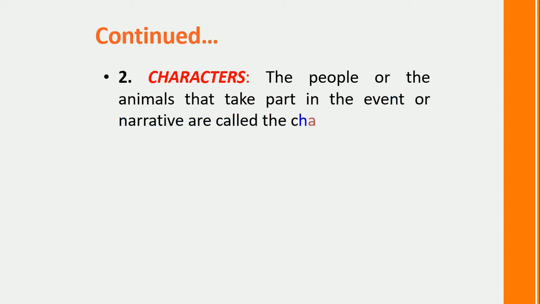So the second we have is character. Remember the pronunciation, not character, it's a character. So what's a character? How do you define character? The people or the animals that take part in the event or narrative are called the characters. Any living or non-living beings that take part in the story or in an event is called a character. Remember that. If there is a human being who is playing a role, we call them a character. If there is a tree, which is also a living being, and the tree is also part of the event, it's also called a character. There is a dog, there is a horse. There are a lot of these living and non-living beings in the event or in the story, which we call characters.